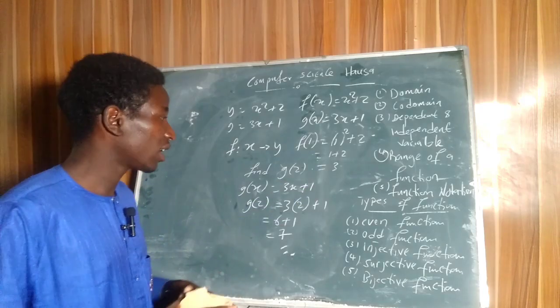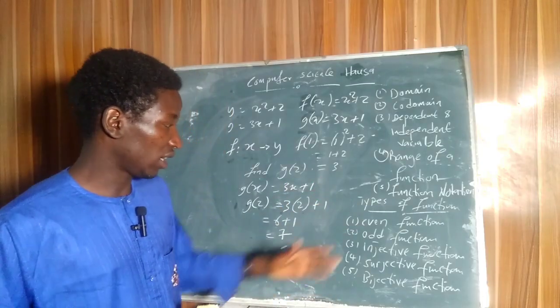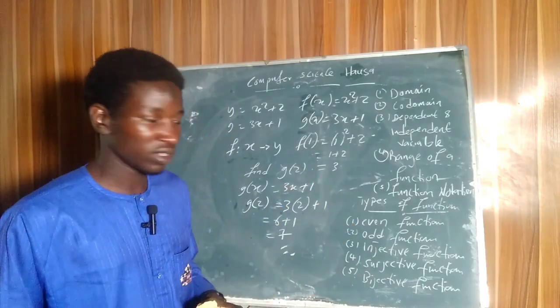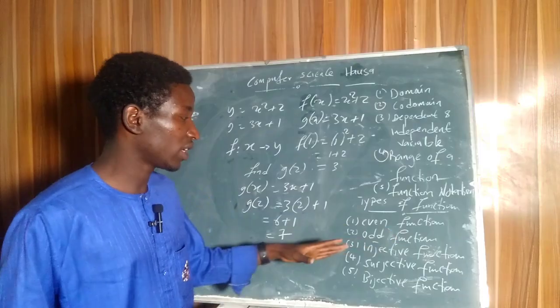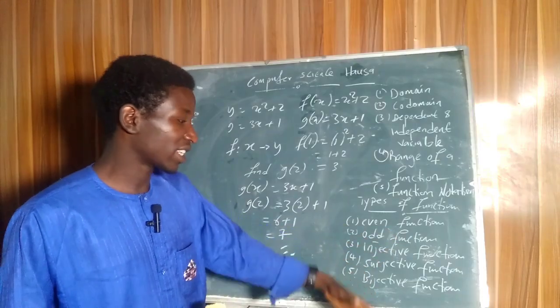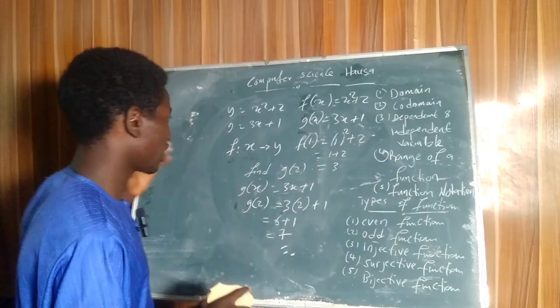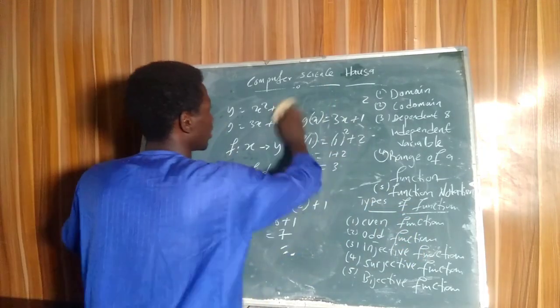Next is types of function. There are five types here: even function, odd function, injective function, surjective function, and bijective function. Right? So they are going to be cool. Let's explain what all of this is.